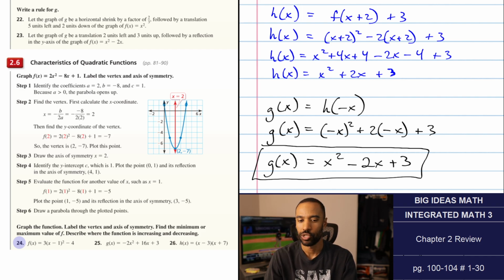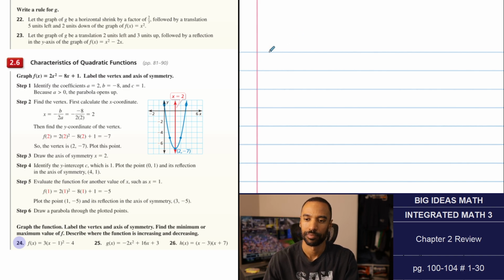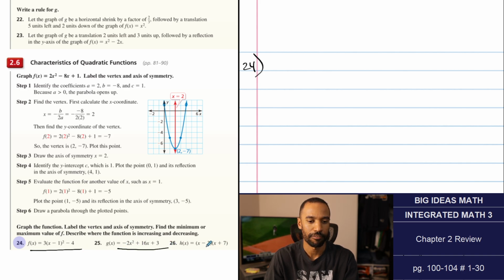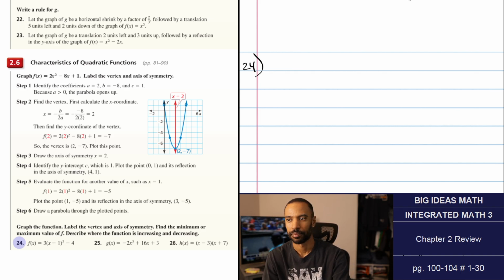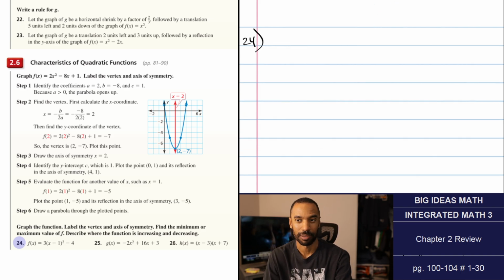So let's go ahead and do numbers 24 to 26. Now, not all of these will be in standard form. In fact, the first one's in vertex form. The next one is in standard form, and the final one's in intercept form, or as I like to call it, factored form. Or factored form as they like to call intercept form.